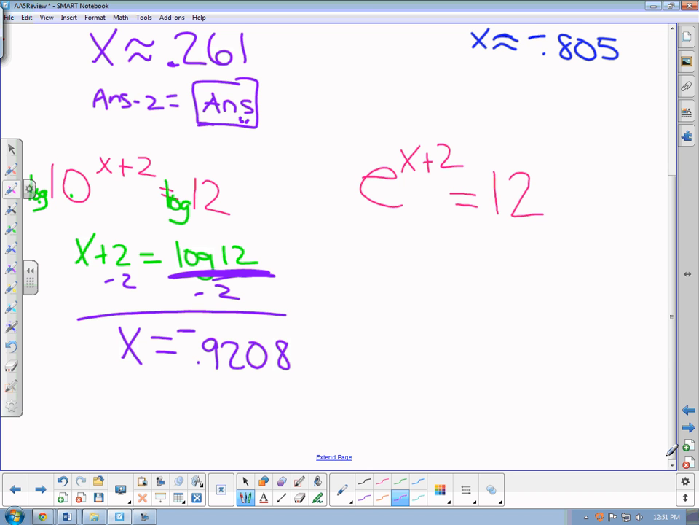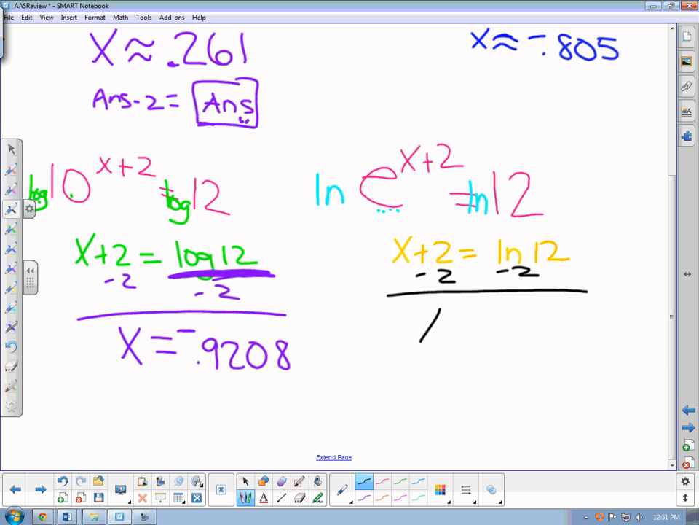Finally, if you have e to the x plus 2 equals 12, in order to get rid of the base of e, you have to use natural log on both sides. And so then you would have x plus 2 equals ln of 12. Subtracting 2, and x will equal 0.4849.